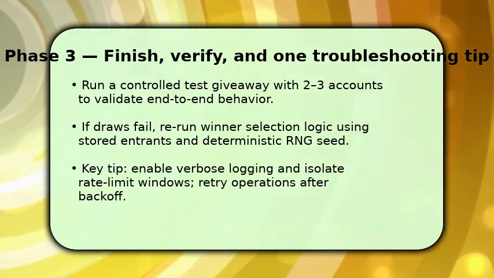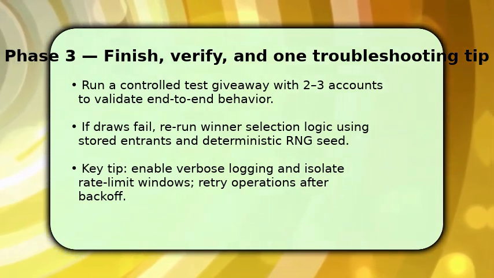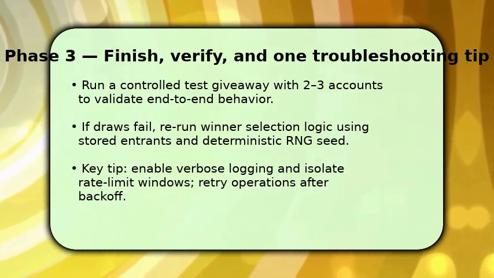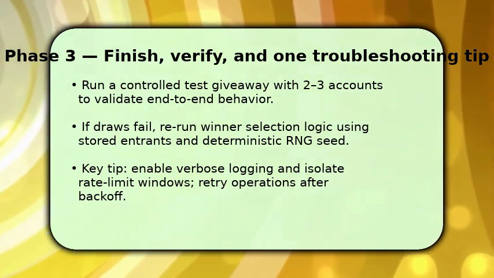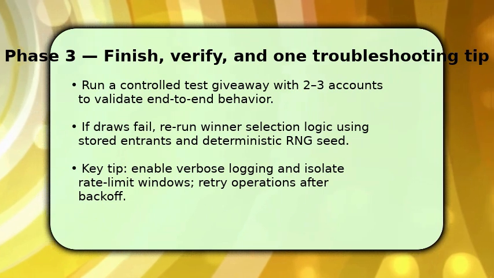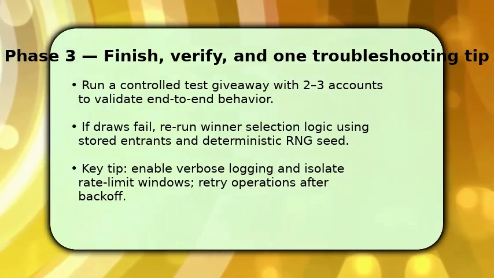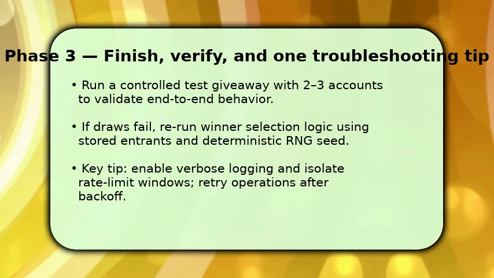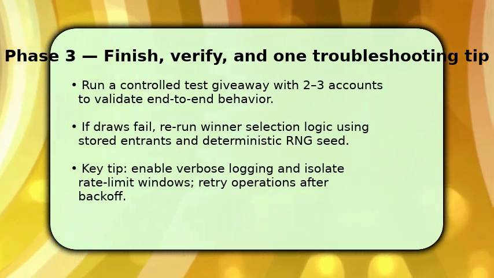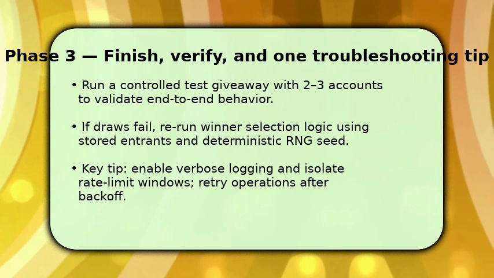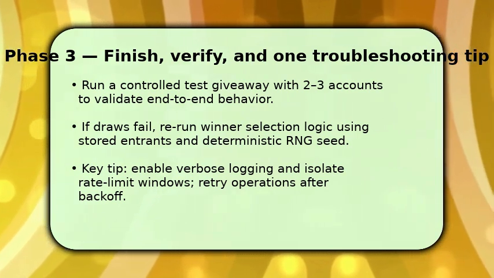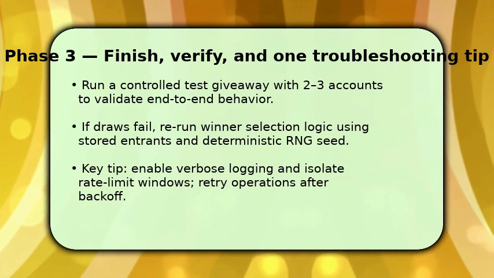After the test, validate that the winner selection logic reads the authoritative entrance list and uses a fair RNG. If draws or announcements fail, rerun selection locally against the stored entrance and inspect locks. One key troubleshooting tip: enable verbose logging and monitor rate limit headers. When you see retry after, pause and back off before retrying to avoid cascading failures.